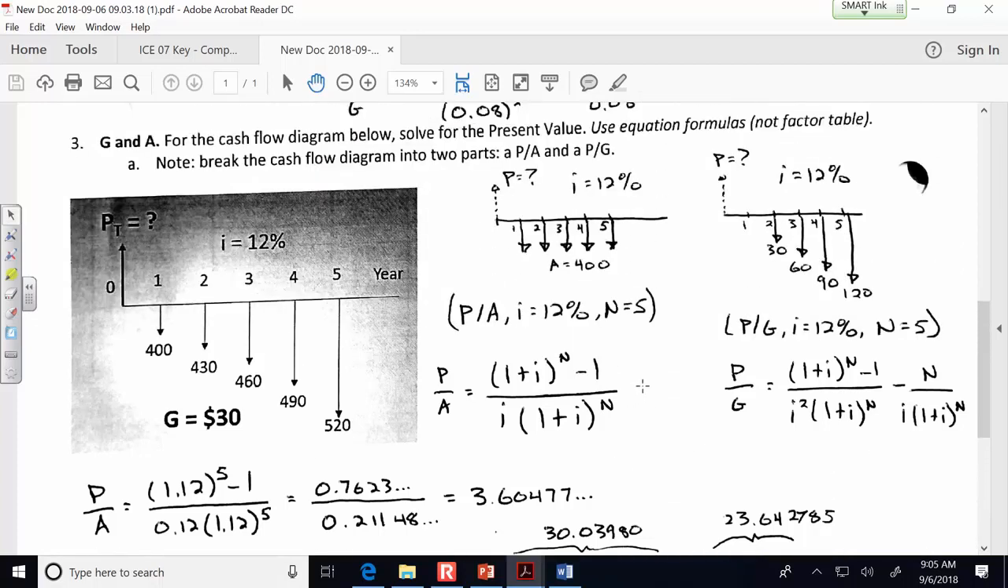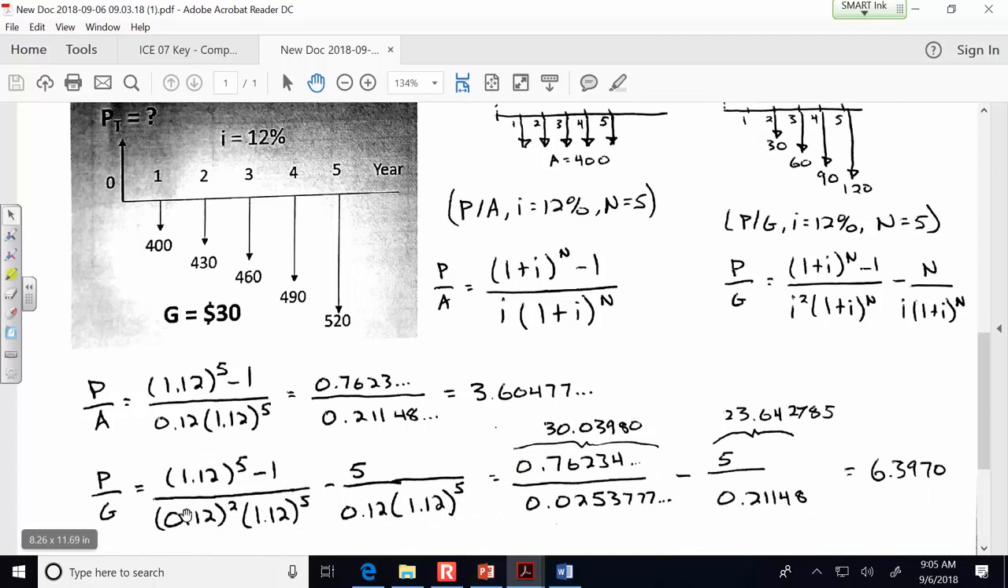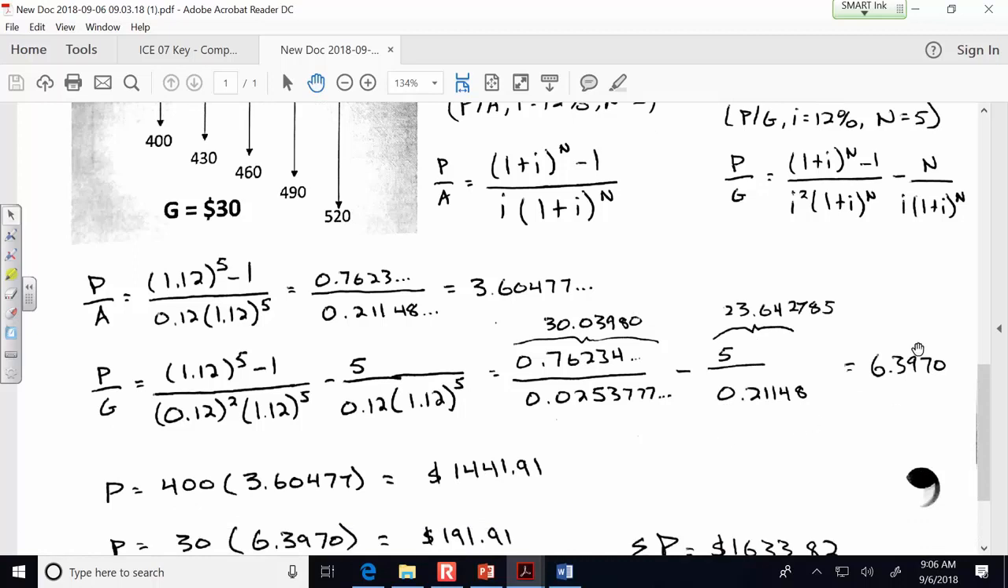Now the gradient component of that, we see that there's no amount in year 1 because that's 0G, and then G is in year 2, 2G is in year 3, and so on. So the summary here, find P given G, and here's the equation for it. If we make the substitutions where 0.12 is I and N equals 5, here's the process of making those substitutions and calculating the intermediate quantities and finding the value of each of the terms.